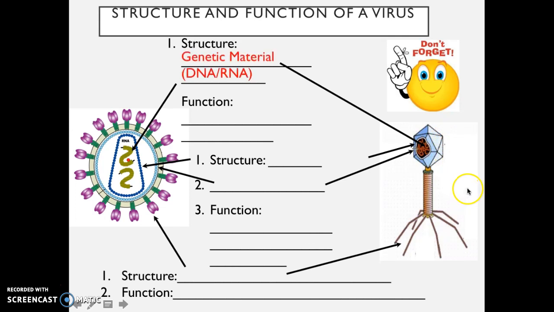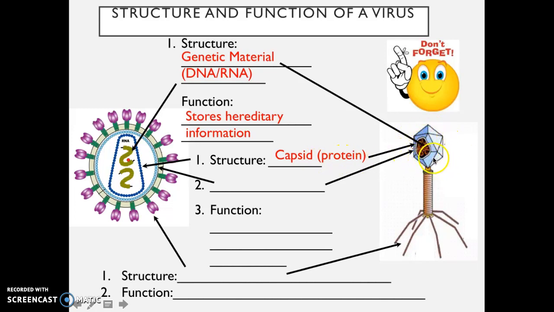Structure number one is basically that they're going to have genetic material. So right in the middle of the virus, and this is kind of like what some of these viruses look like, they're going to have DNA material. There's another picture, which is a little bit different. They're going to have RNA inside of them, just inside of that coat around them. The function of that DNA is to store hereditary information. There you go.